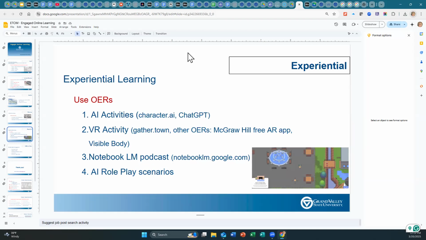Experiential learning. I used to use Flip too. Now I use everything on Padlet. But I do use a lot of experiential learning as well.